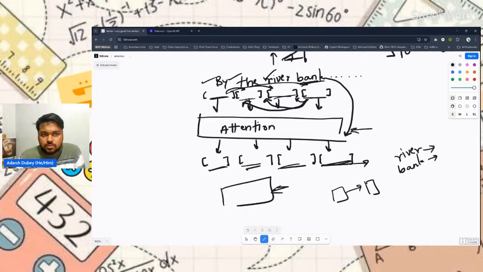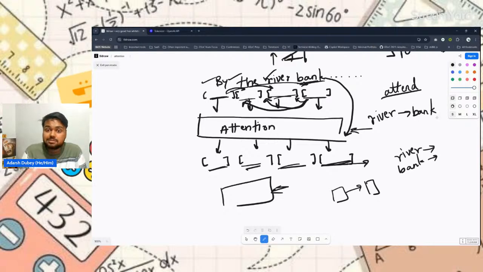Anyway, so this is attention, and you need to understand this famous word, attend. If you're ever going to read a book or watch a video on how LLMs work, you need to understand what "attend" means. What does attend mean? It means the word river attends to the word bank, because river bank has some special meaning. But does the word "by" attend to the word bank? No, it does not attend.